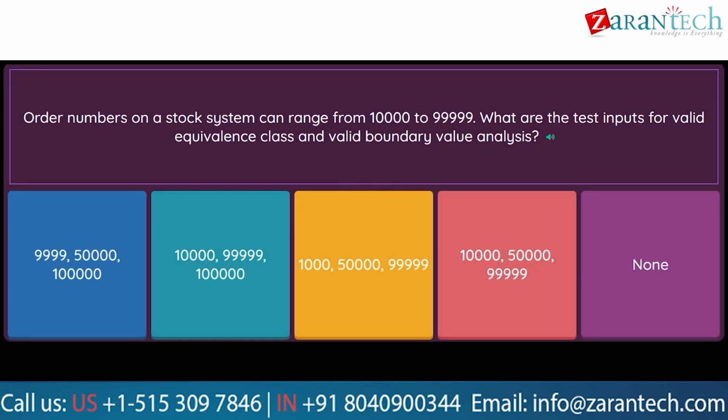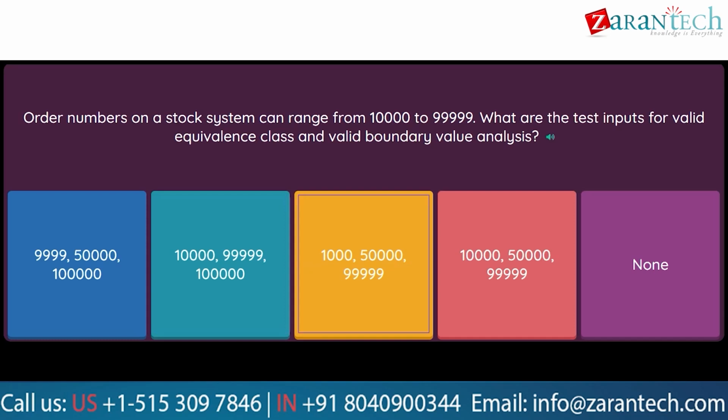Question: Order numbers on a stock system can range from 10,000 to 99,999. What are the test inputs for valid equivalence class and valid boundary value analysis? Option 1, 9,999, 50,000, 100,000. Option 2, 10,000, 99,999, 100,000. Option 3, 1,000, 50,000, 99,999. Option 4, 10,000, 50,000, 99,999. Option 5, none.